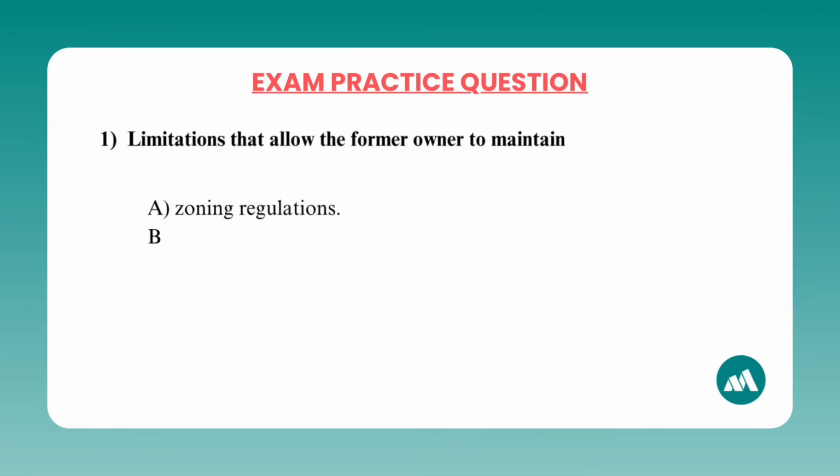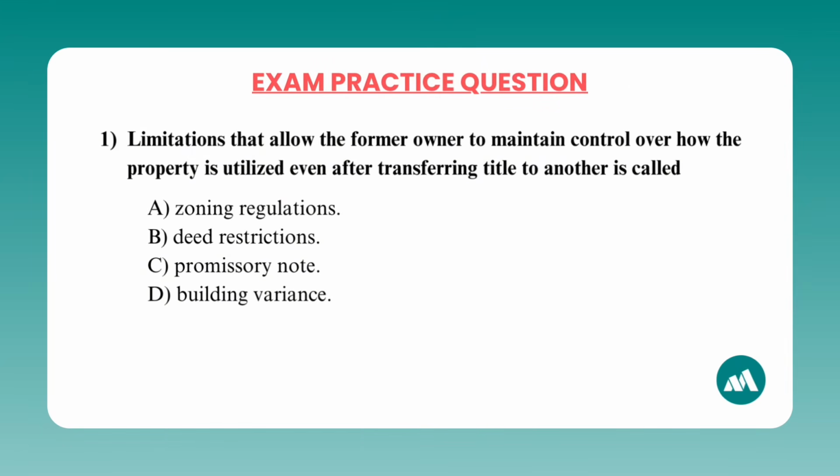Number 1. Limitations that allow the former owner to maintain control over how the property is utilized even after transferring title to another is called: A. Zoning regulations, B. Deed restrictions, C. Promissory note, or D. Building variance. And the answer is B.